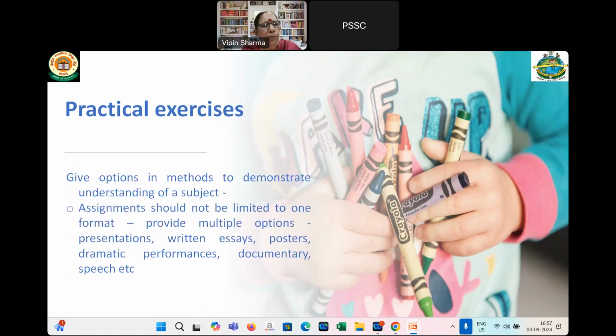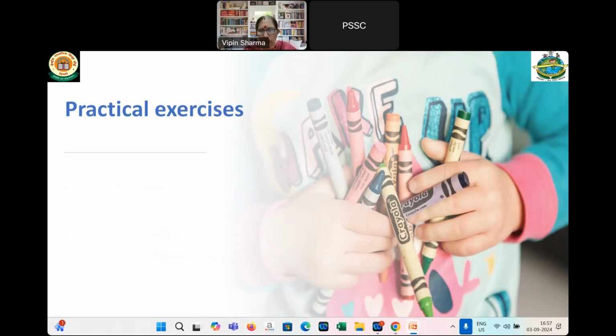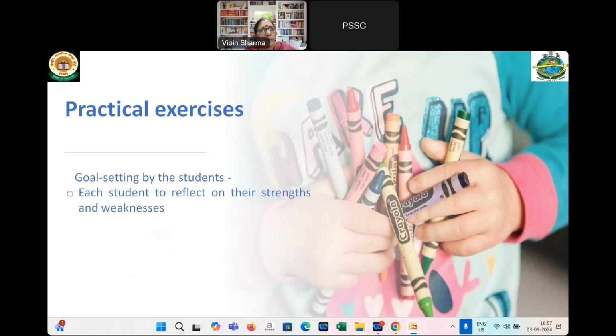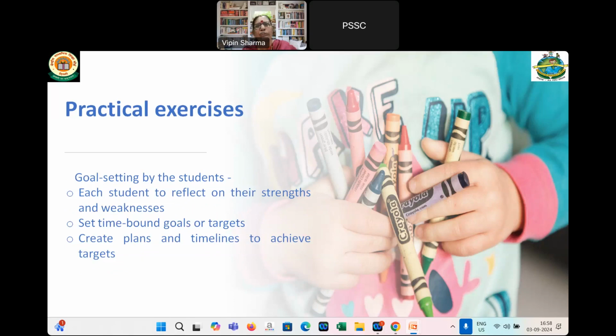Now, give options in methods to demonstrate understanding. Sorry, I'm running short of time. Assignment should not be limited to format, but goal setting by the student. This can be for senior students, not for the primary. Set time-bound goals or targets. Create plans and timelines to achieve targets. This can be done for class 5 onwards.